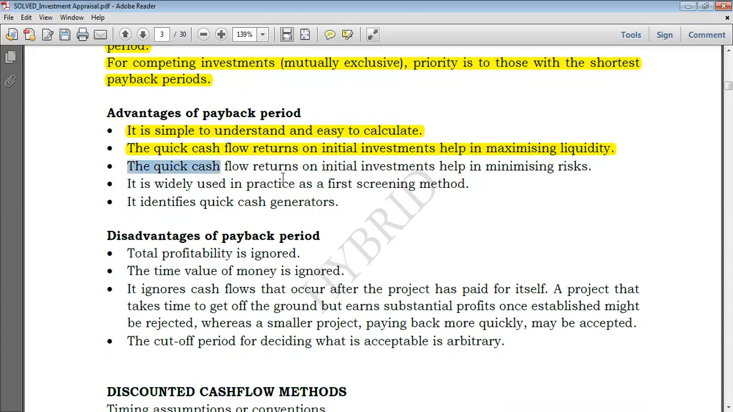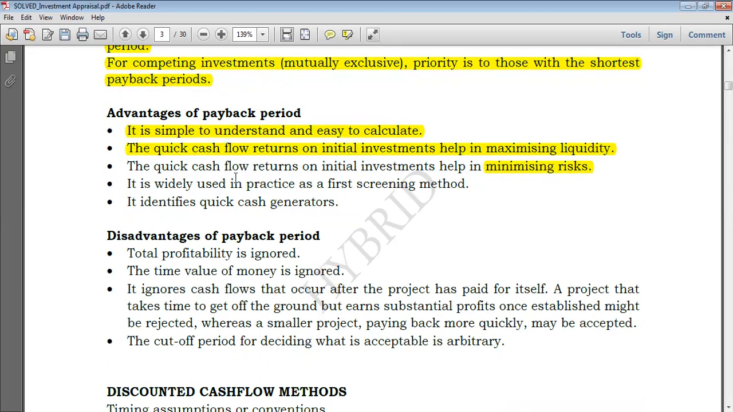And then you're told the quick cash flow returns on investment help in minimizing risk. This is the point here, minimizing risk. We minimize risk because the further into the future, the more the uncertainty. So as we bring the future closer, we try to recover money earlier. That means we reduce the risk.